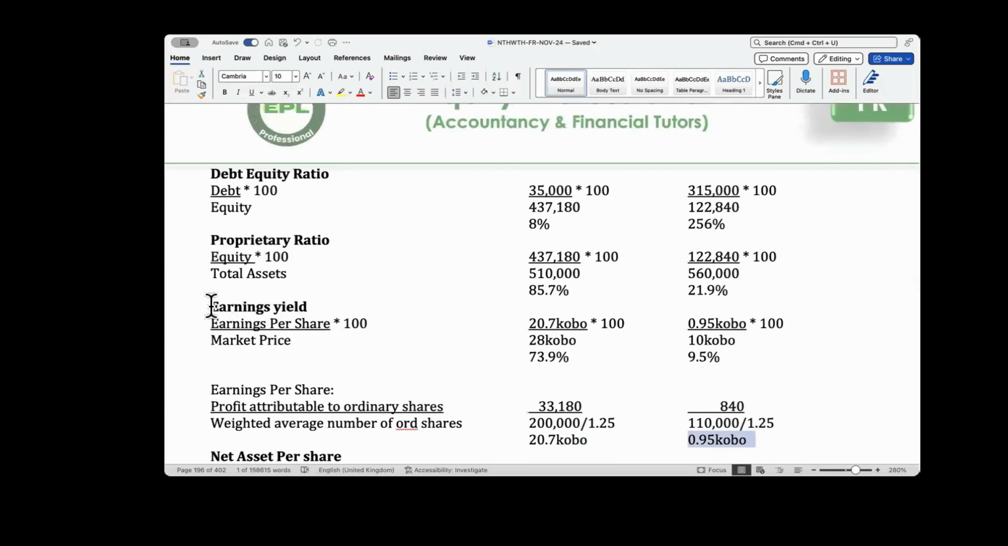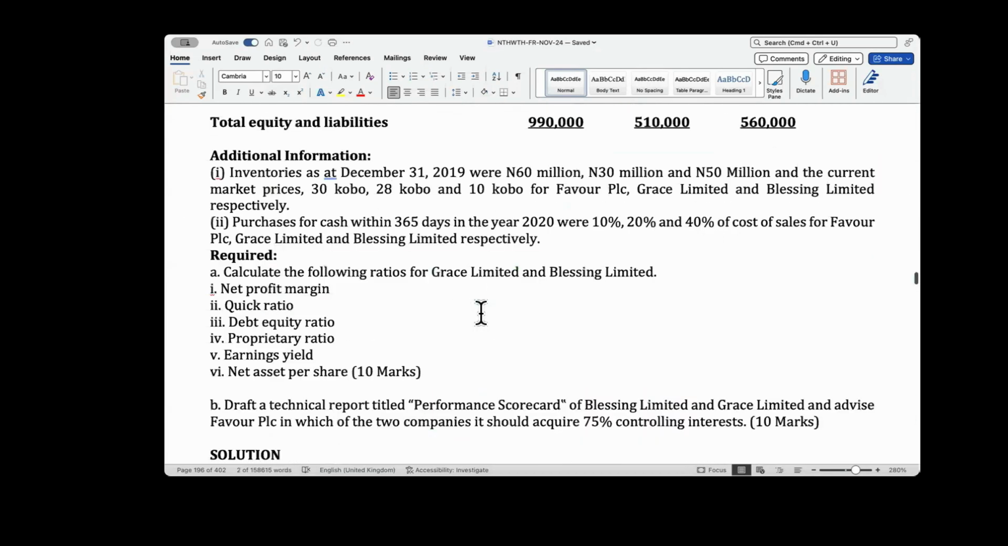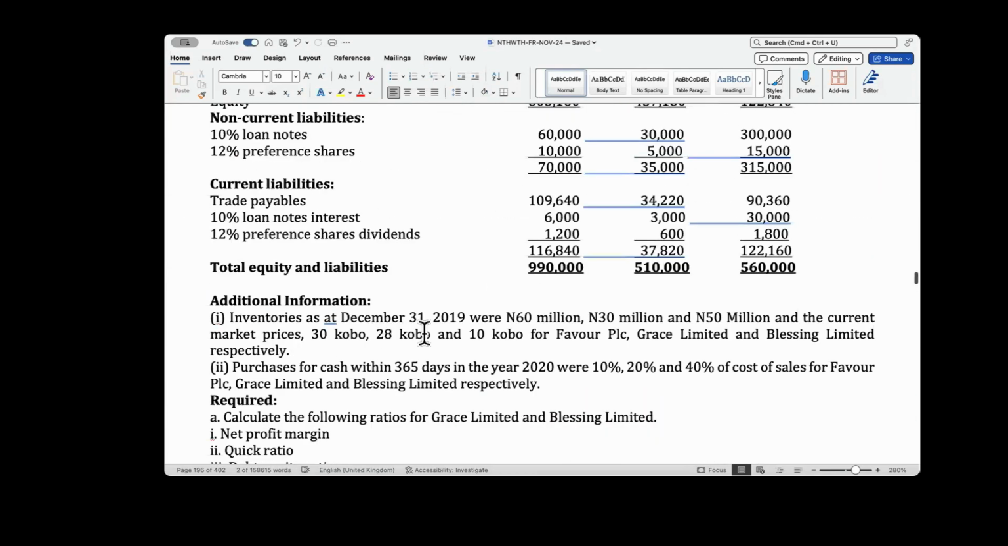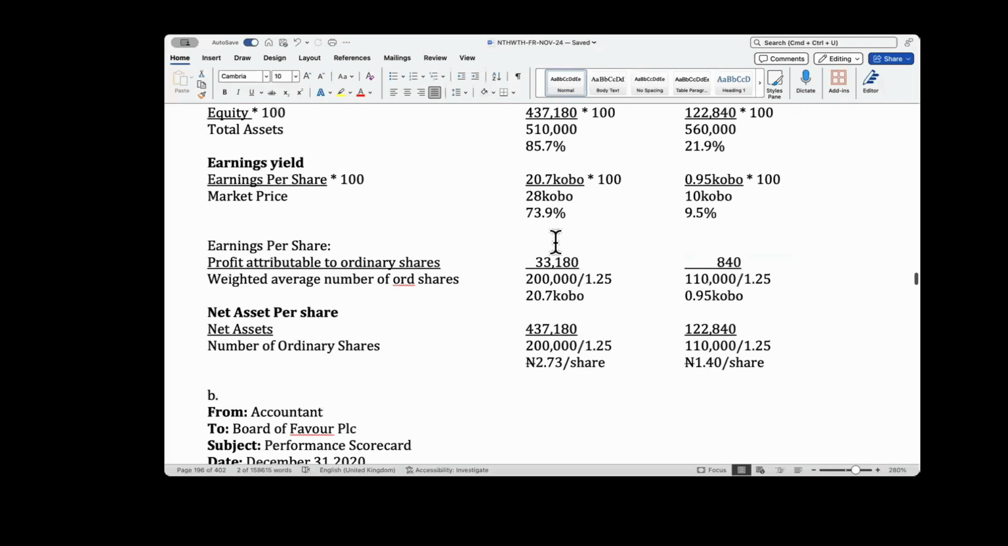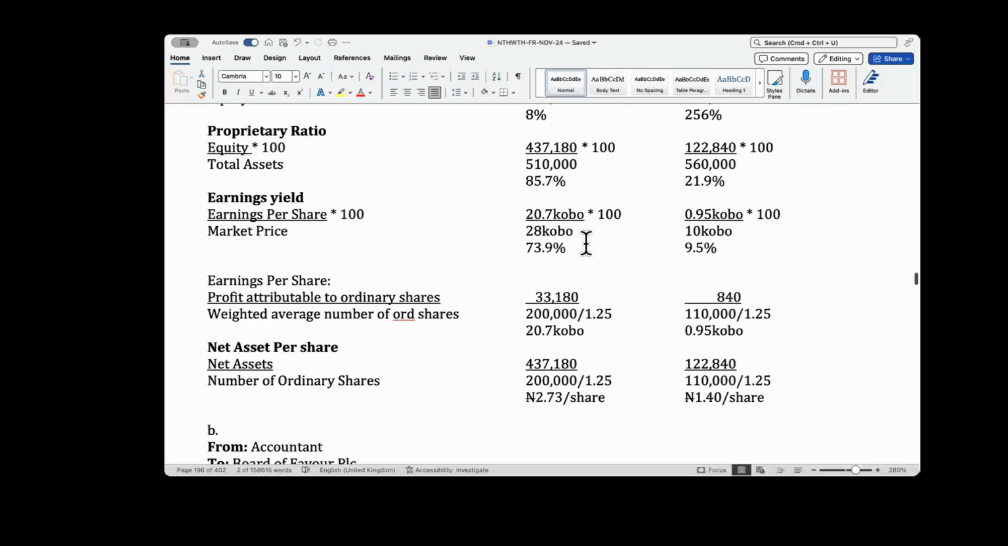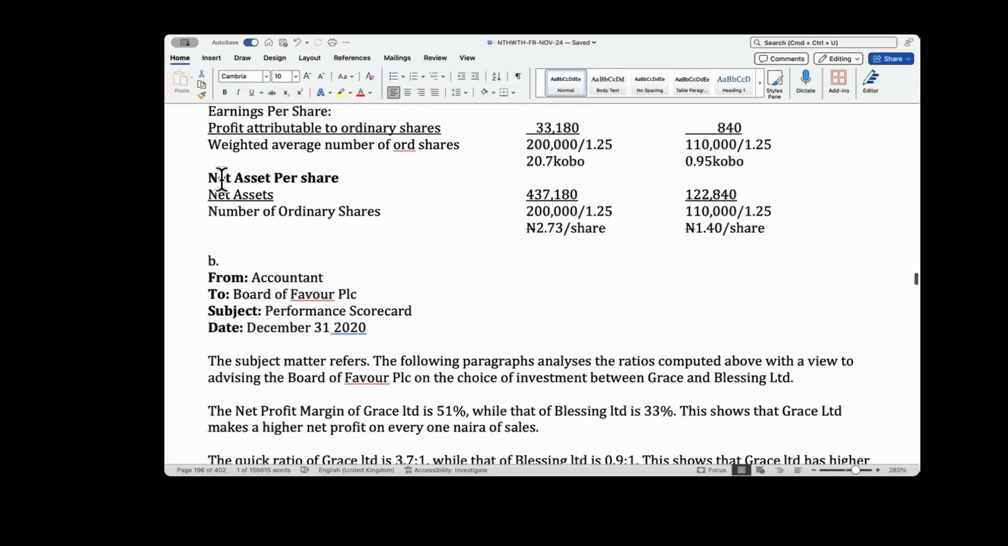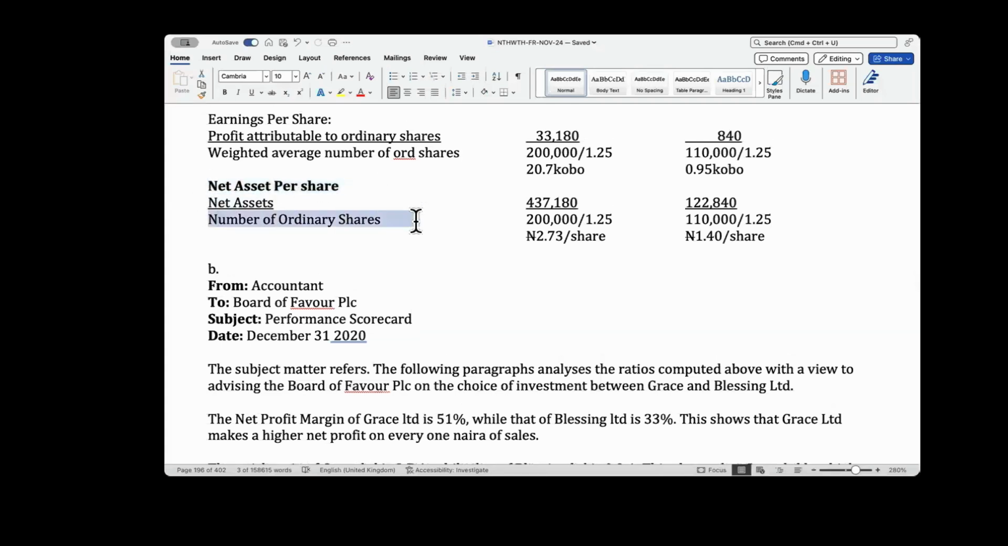So now I can compute my earnings yield. I've already computed my EPS below. They gave me my market price for Grace and Blessing, 28 kobo and 10 kobo in the notes. So Grace and Blessing, 28 and 10 respectively. So my earnings yield, you see I did it in percentage, 73.9%, 9.5%. The examiner wants me to also compute my net asset per share. So my net assets over number of ordinary shares.